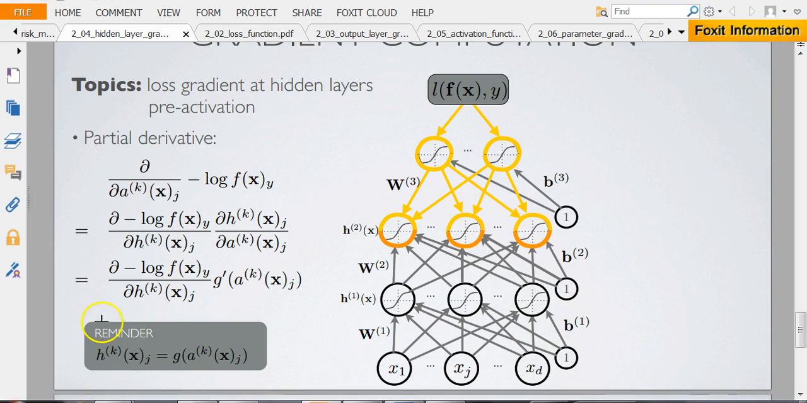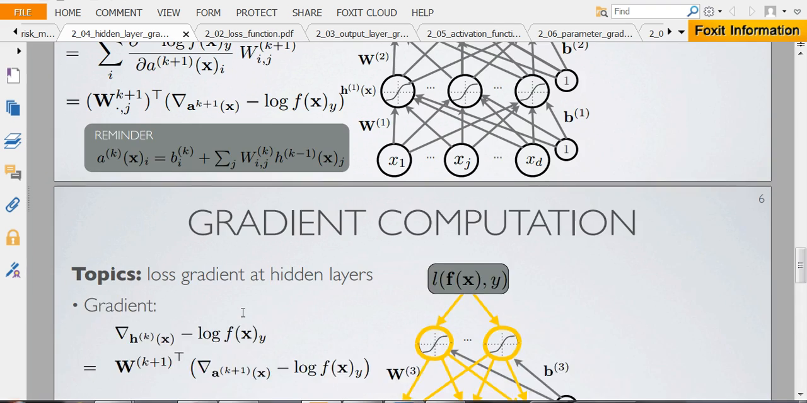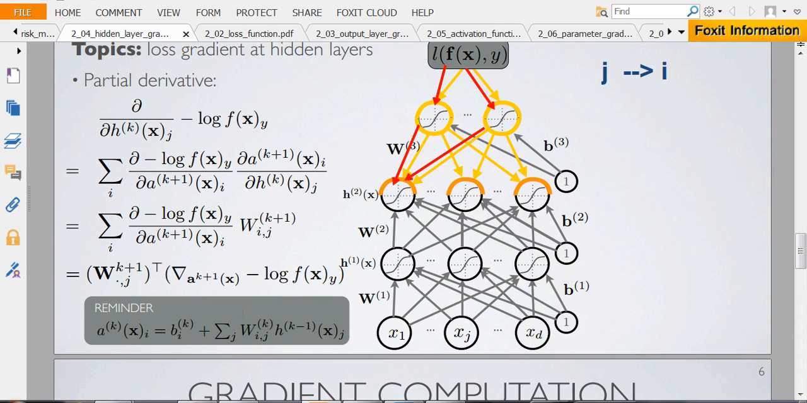Okay, so then the next screen is that we want to take the loss gradient at the hidden layers with respect to the pre-activation that is here, whereas last time, in the previous screen, we did it here with respect to the activation layer. So we did it here. Now we're going to do it down here with respect to that.